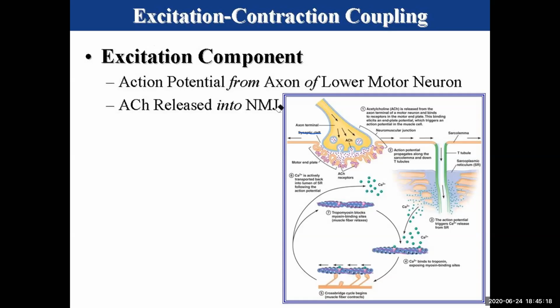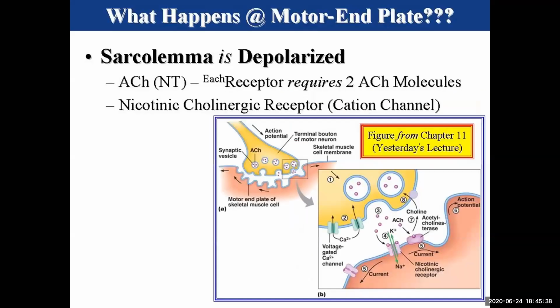So NMJ here stands for the neuromuscular junction. So instead of synaptic cleft, you call it neuromuscular junction. So this is the detail again. So this is from the previous recording.